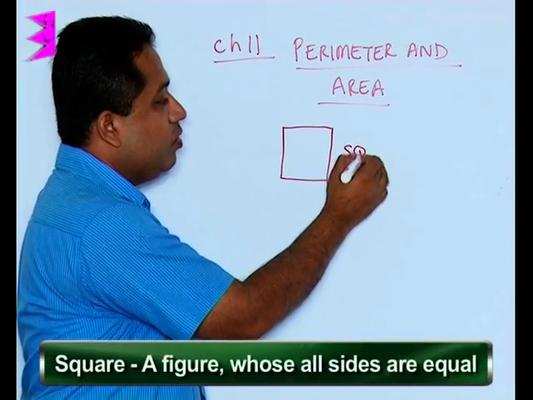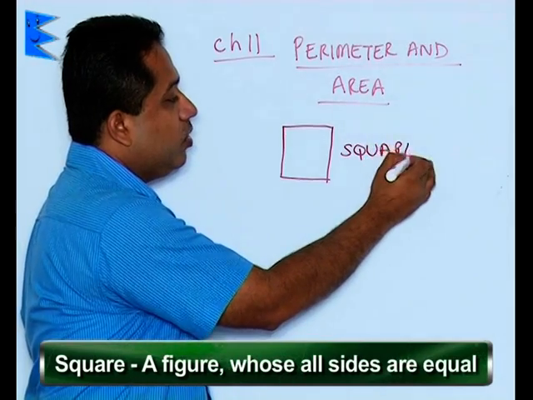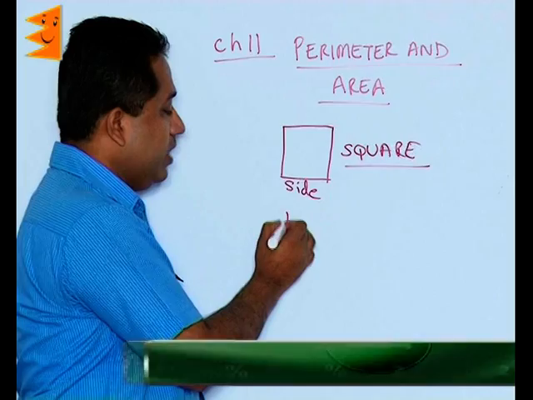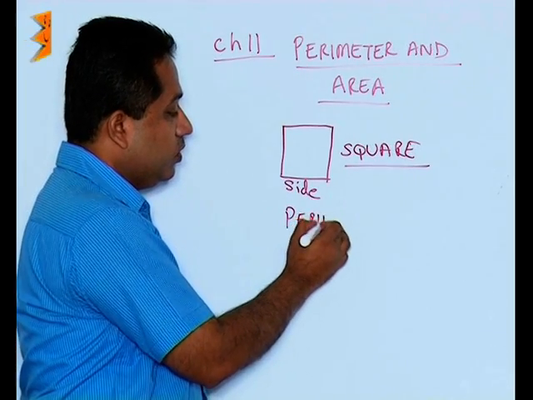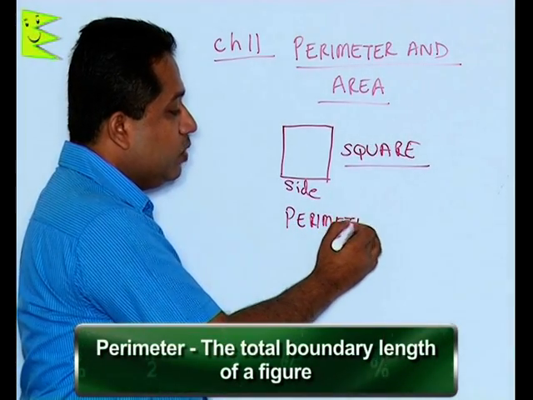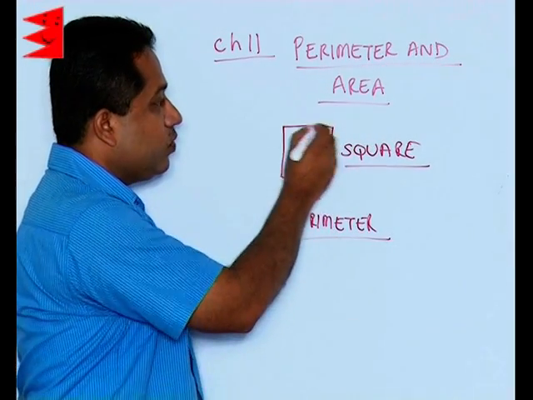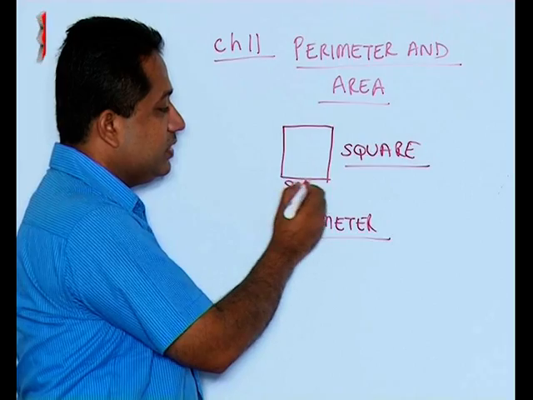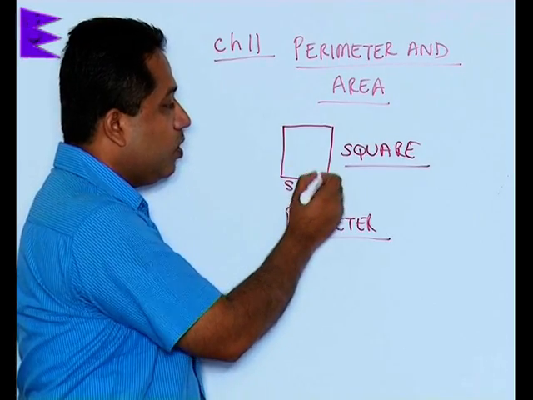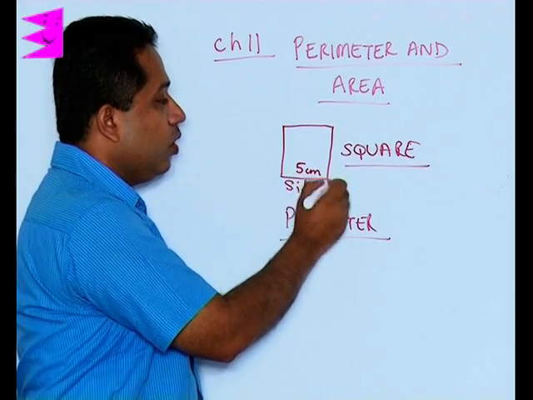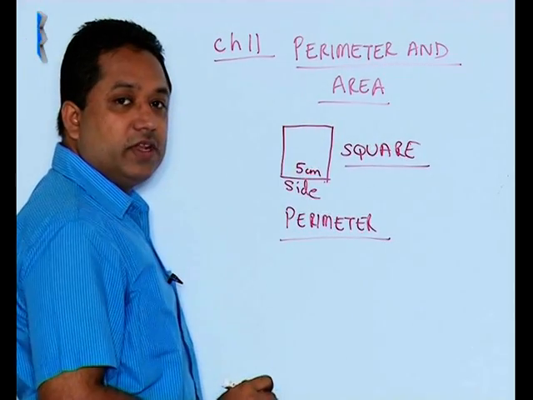So, a square, you know, is a figure in which all the sides are equal. So, this is the side. Now, perimeter refers to the total boundary length of any figure. So, here we have a square. In a square, if this is the side, we know that all the sides are going to be equal. So, if this side is let us say 5 centimeter, all the sides of the square will be 5 centimeter.